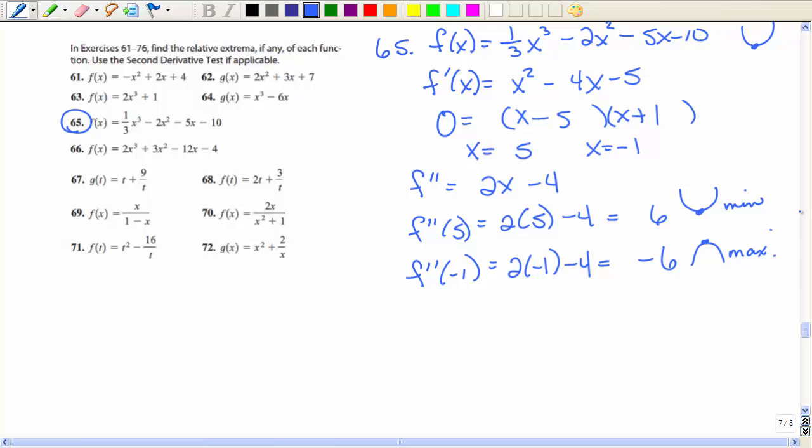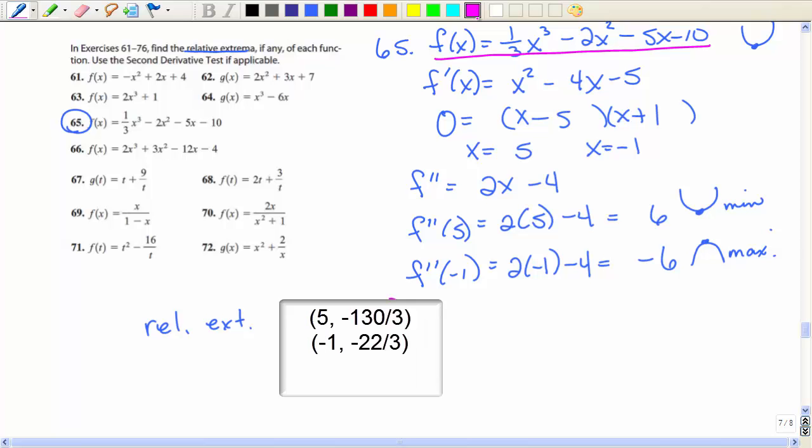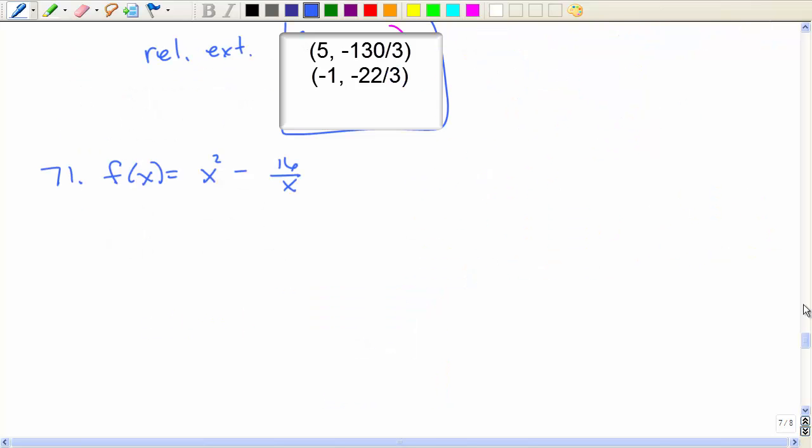Now it says find the relative extrema. That is not just the x value, that is the x and y value. So our relative extrema is found by taking the x values and going all the way back to the original function to figure out those y values. And yes, I'm going to use a calculator. Hopefully I pushed the right numbers in my calculator, and so these would be my relative extrema for problem number 65.